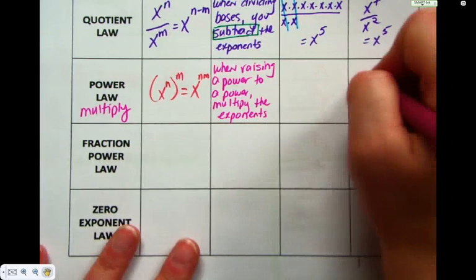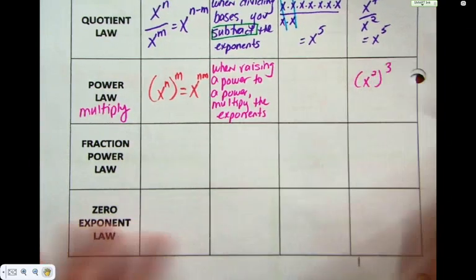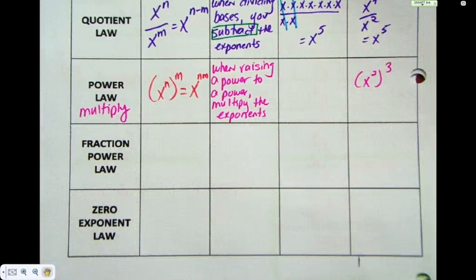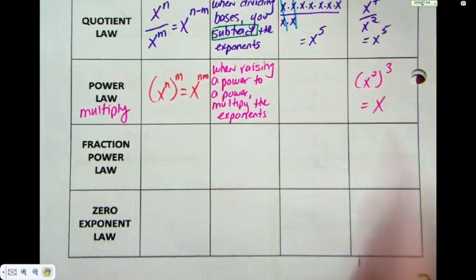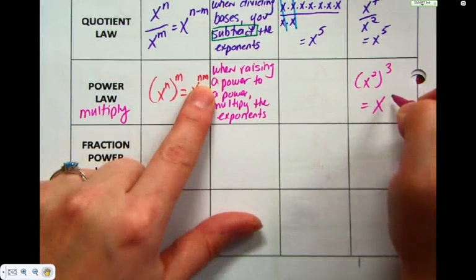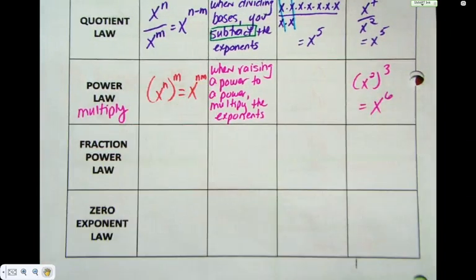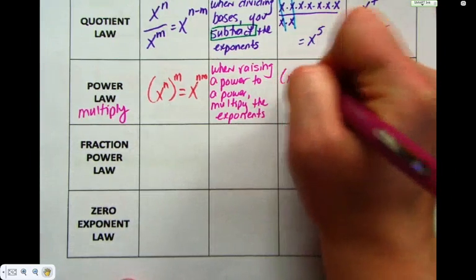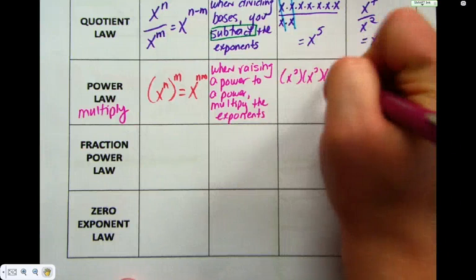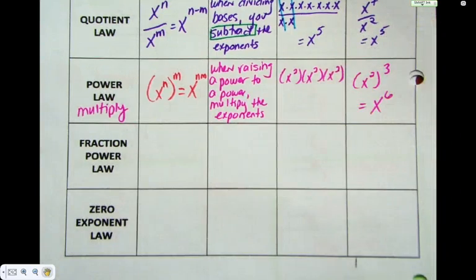An example could be x squared cubed. According to our exponent law, we know that should be x to the 6. Let's look at why. What does it mean when I have an exponent of 3? It means take whatever's in the brackets and multiply it by itself 3 times. So this means x squared times x squared times x squared. That's what the cubed on the outside means.